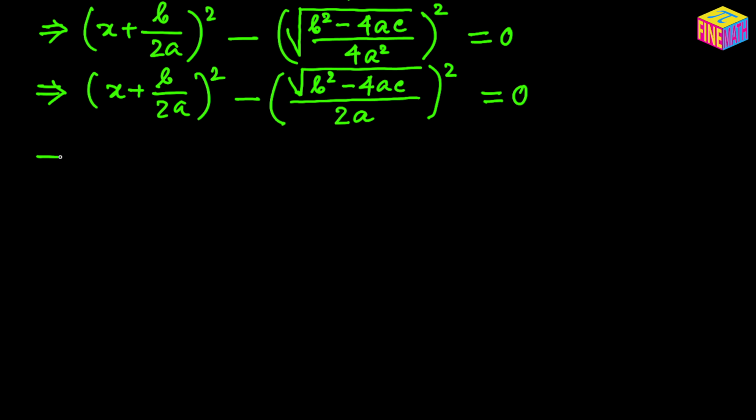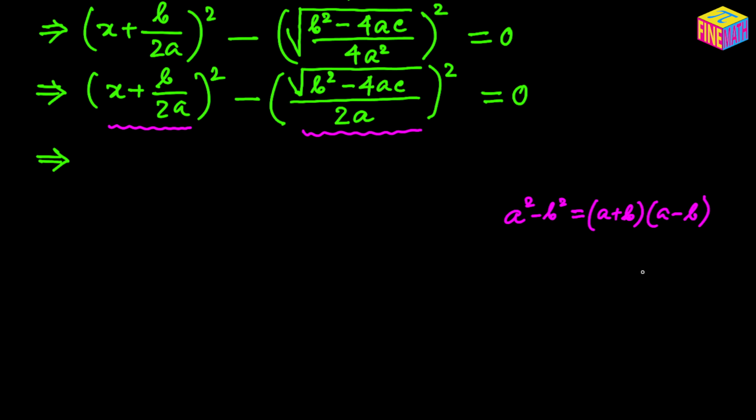So from here we can say, okay, now we can clearly see that it's a difference of two squares, because if you simply imagine this as a maybe and this as b, so it looks like a squared minus b squared, and we all know that a squared minus b squared factors out to a plus b times a minus b, and we are going to now use this technique to factorize the left hand side of our equation.